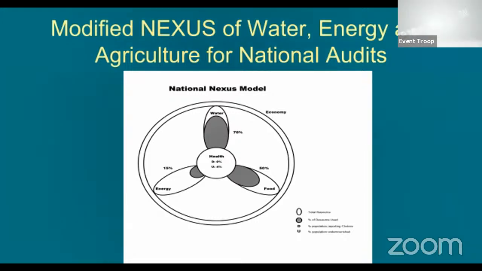What I have here is a model of how we approach each nation, and the white indicates how much of water, energy, and food is available, and the hashed or the dark gives you an indication of how much for that country is being used. For example, in this one, they're using 70% of their available water.